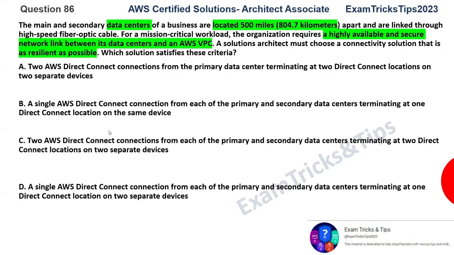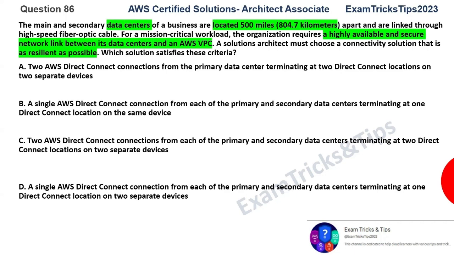So what we have in terms of problem definition here, we have a couple of data centers. There is a main data center and a secondary data center. They're located quite far. 500 miles is the distance between them. And they're linked through high-speed fiber optic cable. The organization requires a highly available and secure network link between its data center and an AWS VPC. So what should be the solution? We have a few options here. Let's go through each of them one by one.